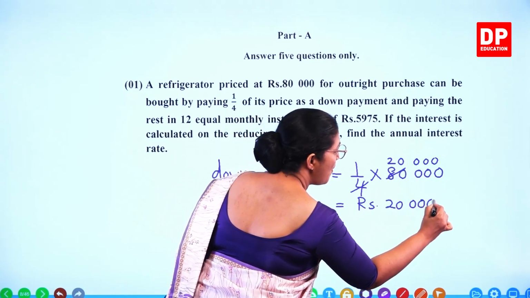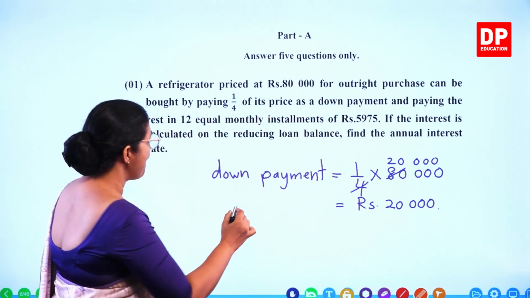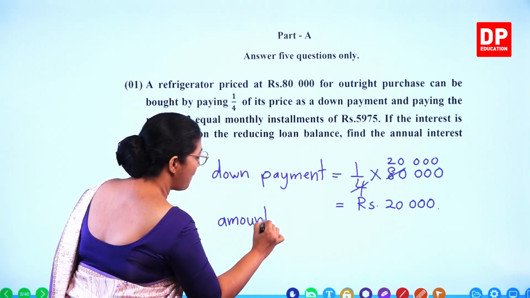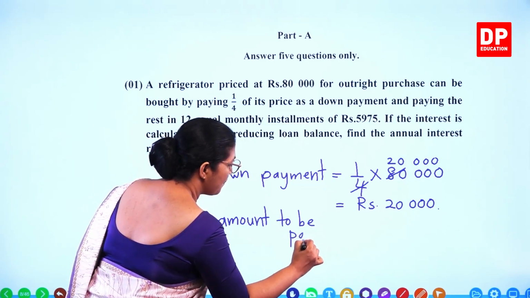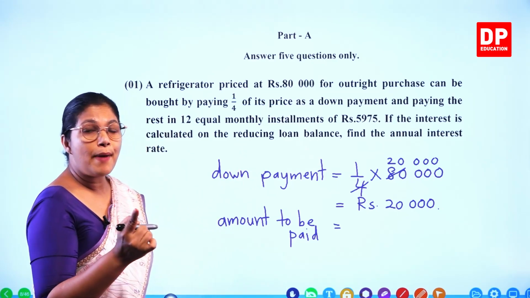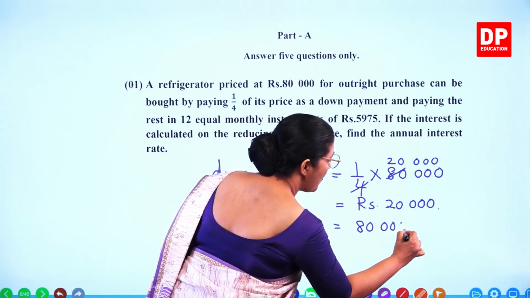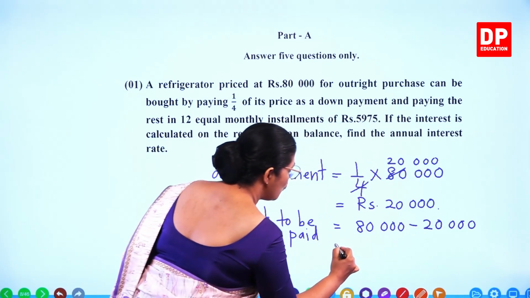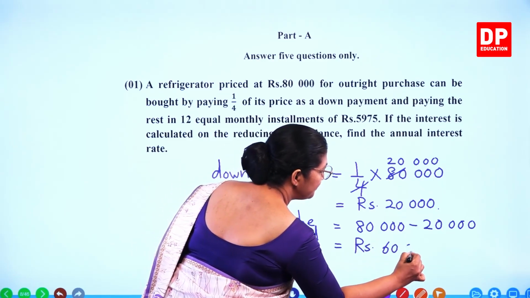Then what is the amount needs to be paid? Amount to be paid. So that's 80,000 minus the down payment. 80,000 minus 20,000. So what's the amount? So needs to pay 60,000 rupees.